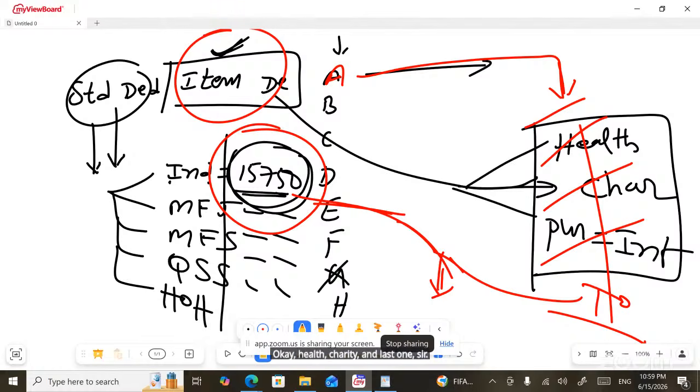Health, charity, and the last one, sir? The last is interest on loans taken for constructing a house. And P? Purchase of assets. Okay, thank you.